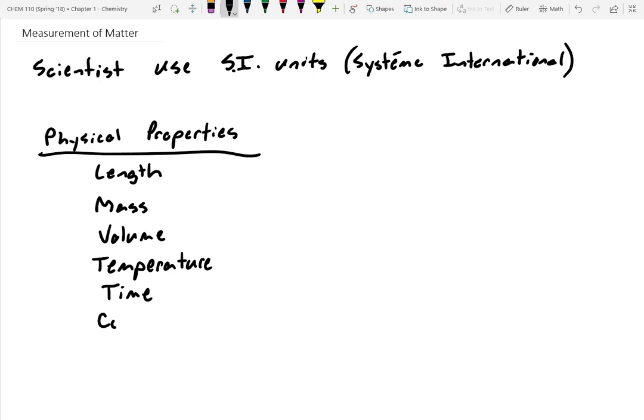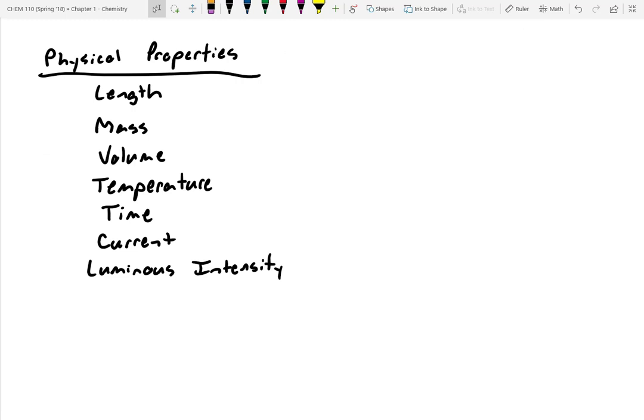You can measure current, as in electrical current. You can measure luminous intensity. That basically is how bright something is. So maybe you've got a really bright light bulb or a really bright TV. And you can measure amount. Basically our system for counting. All right, and then we've got special SI units. And then we've got an SI symbol.